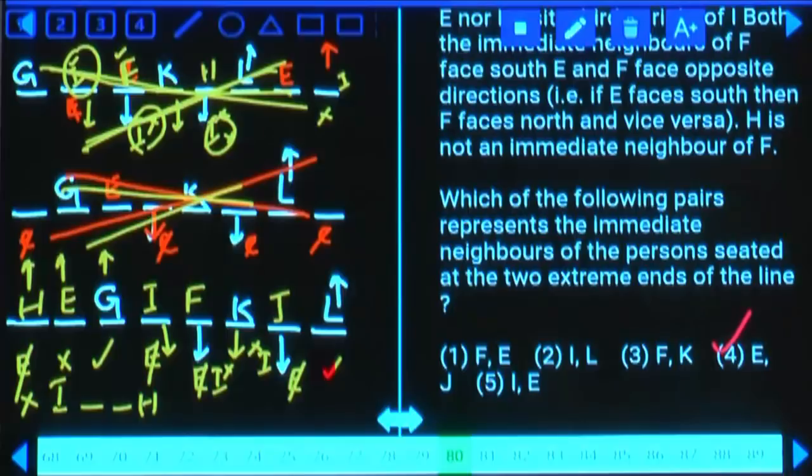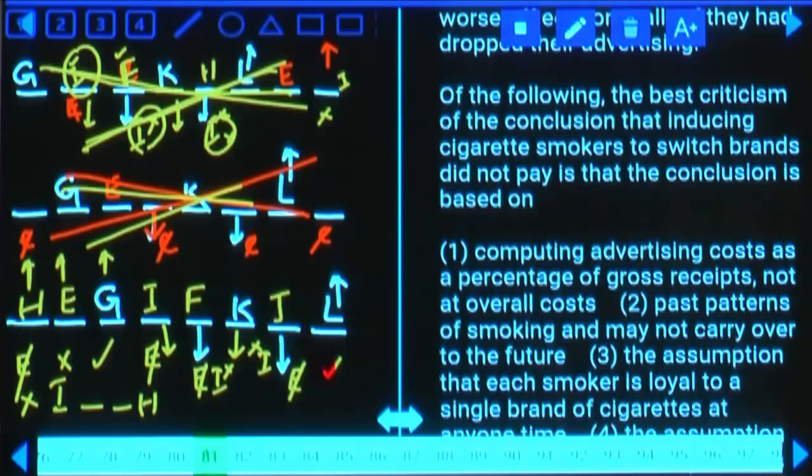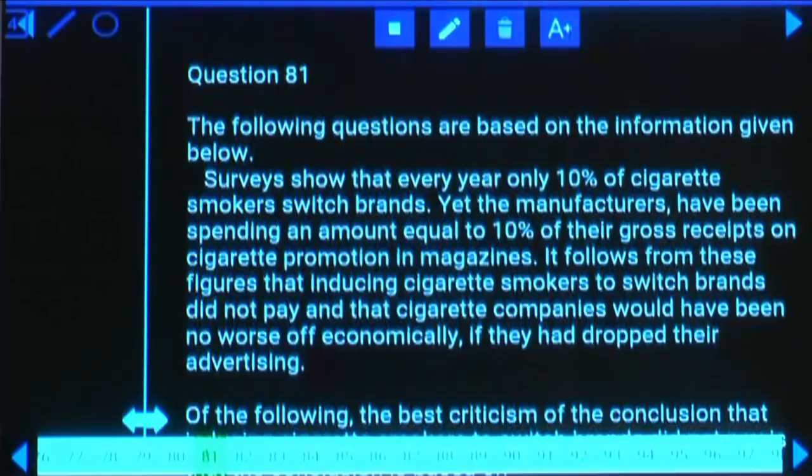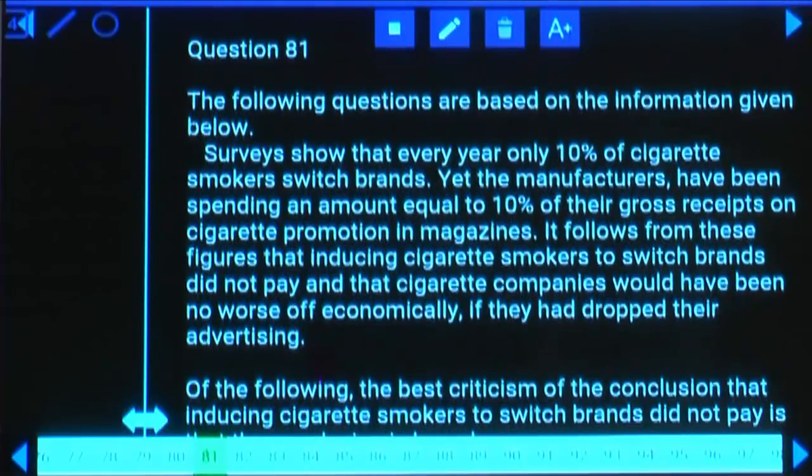Now question number 66 to 80, these 3 are based on 3 sets of puzzles. And next one, question numbers 81 to 85. Now these are based on critical reasoning. In this critical reasoning, what is the first information here?